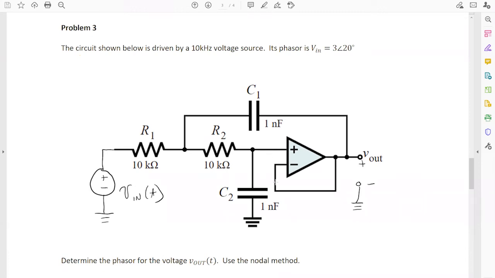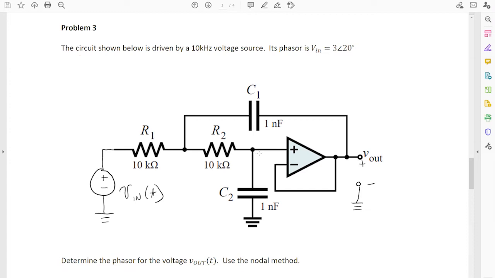which terminal do I look at to see that it's fixed? If I look at the minus terminal here, the minus terminal is always at what value? V out. That means that V plus is always at V out. V plus equals V minus. V minus is V out. So this node right here is V out. Now it's not connected directly to V out, but it is forced to be at V out.